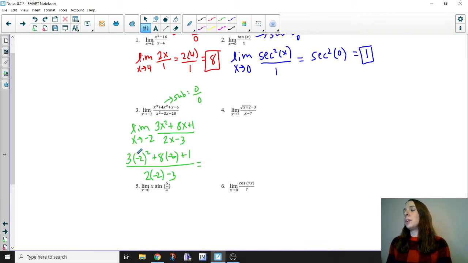We have a 4 here times 3 is 12. We have -16. 12 minus 16 is -4. Plus 1 is -3. Here we have -4 minus 3, which is -7, and -3 over -7 gives us an answer of 3/7.